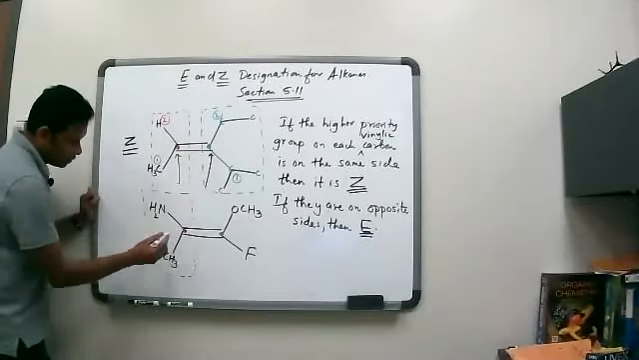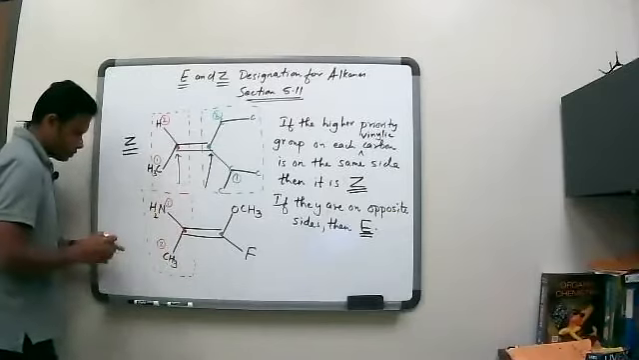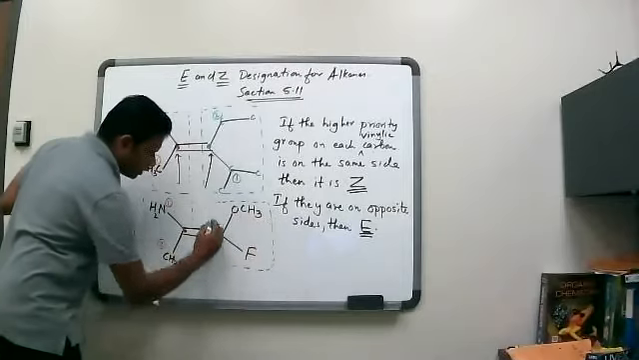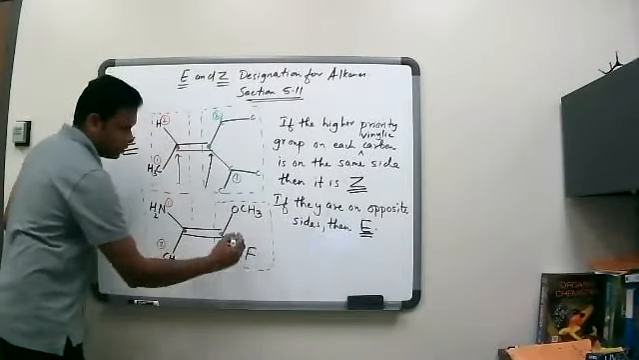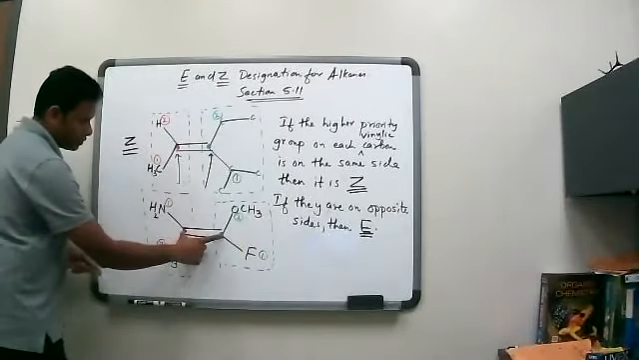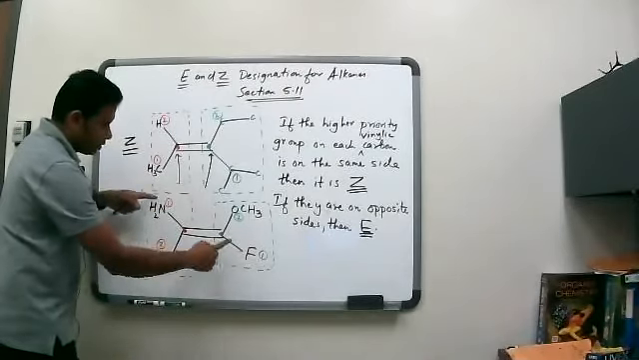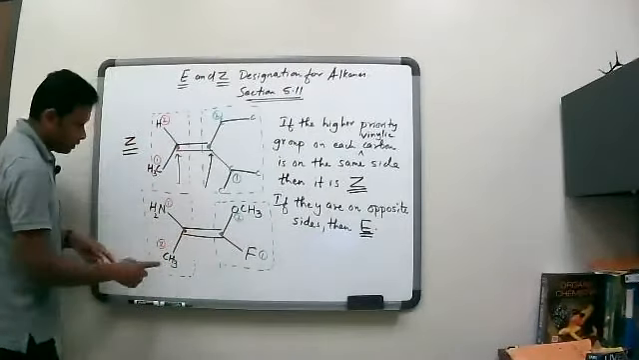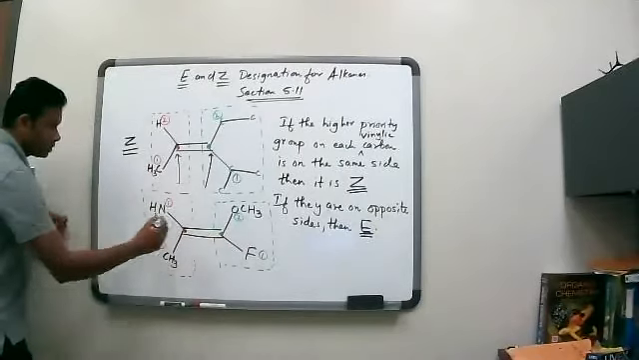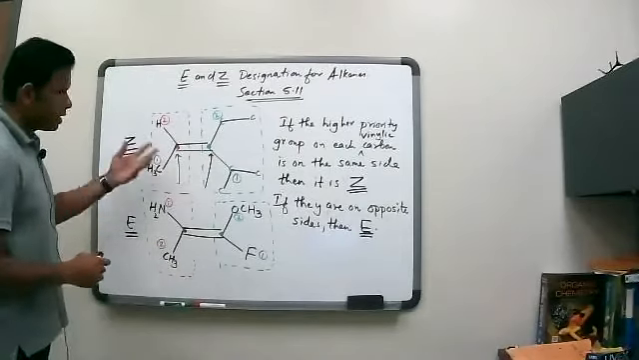So for this vinylic carbon, it's connected to a nitrogen versus a carbon. This is priority 1, this is priority 2. For the other vinylic carbon, it's connected to a fluorine versus an oxygen. This is 1, this is 2. And now what you notice is that for the two vinylic carbons, priority 1 are on opposite sides. In some sense, they are trans. Priority 2 are on opposite sides. In some sense, they are trans. So when we have this situation, then we say that this is an E alkene. Okay, so this is E and Z.